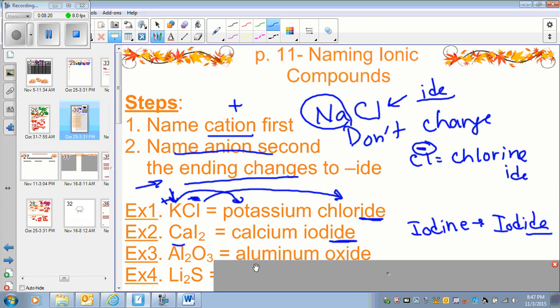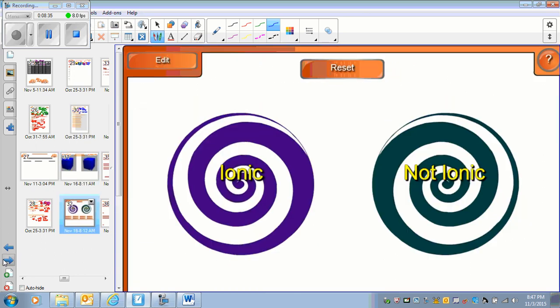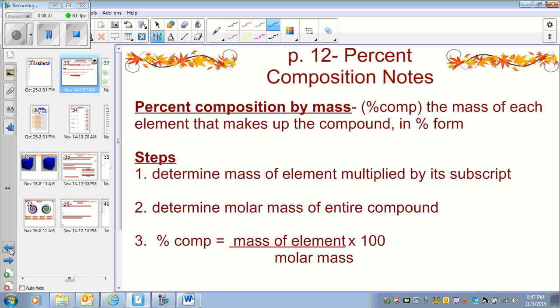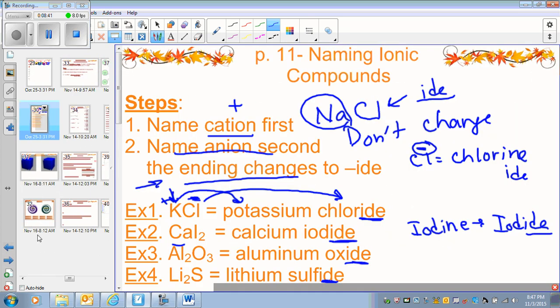Okay, then I have aluminum oxide. Then I have lithium sulfide. So all the anions will turn into IDE, but the cations, the positive ions, don't change their name. So go ahead and complete all the practice pages, and then we will move on to the next topic. That's about it.